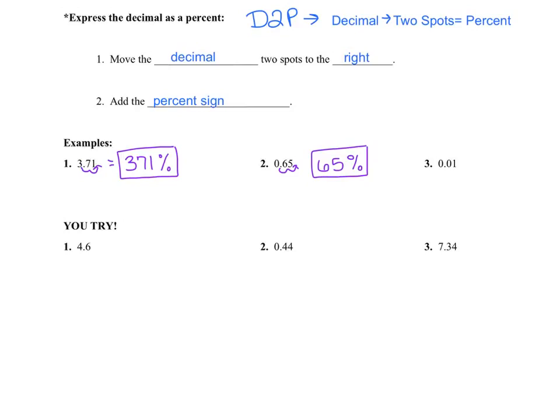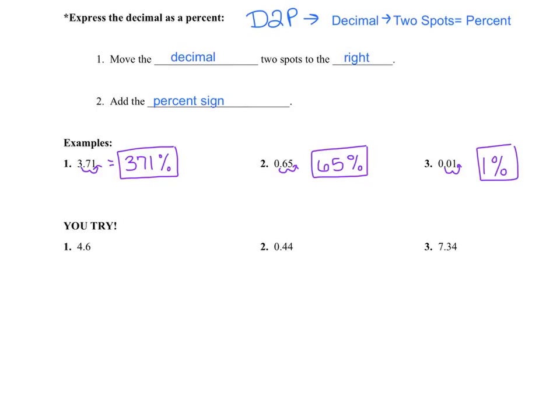Now let's look at number 3. Find your decimal. Okay, you have 0.01. Again, you're moving it 2 spots to the right. Decimal 2 percent, D2P. Your decimal goes after the 1. So you have 1, and then you're going to add your percent sign. So you have 1%.